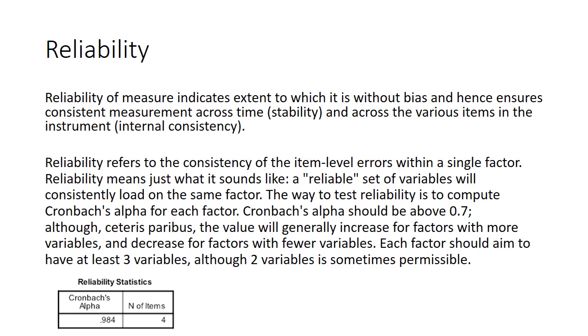Each factor should aim to have at least 3 variables. Each variable should aim to have at least 3 items, although 2 items is sometimes permissible. 2 items is also permissible. You can also use 2 items as well.